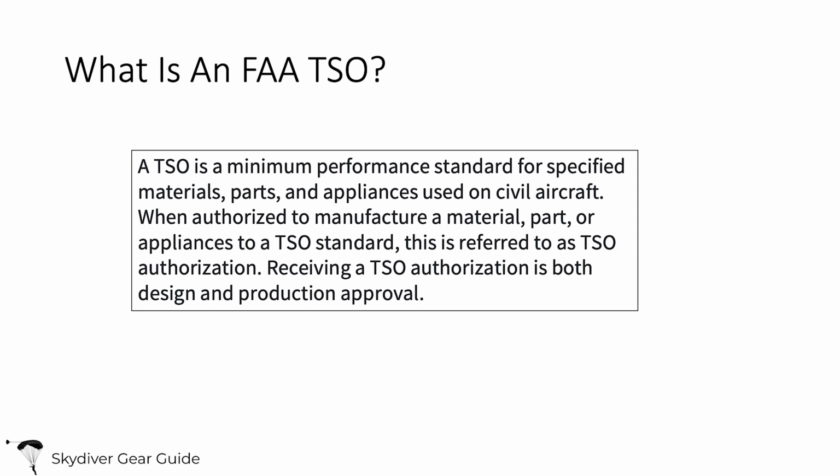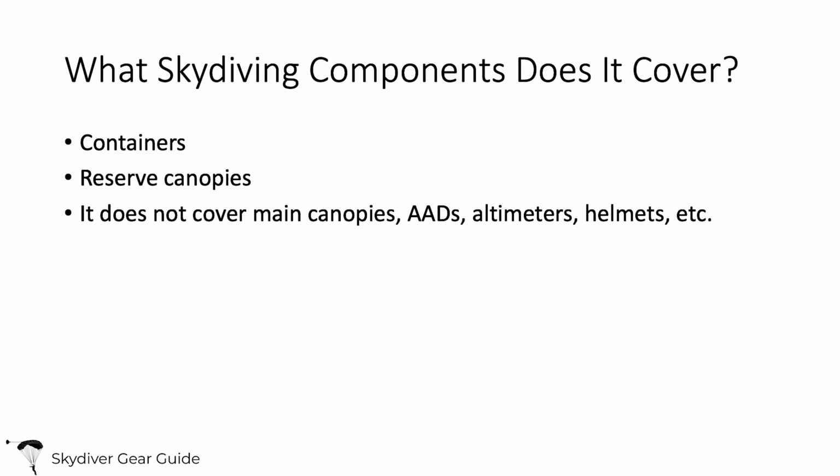When authorized to manufacture a material, part, or appliance to a TSO standard, this is referred to as a TSO authorization. Receiving a TSO authorization is both a design and production approval. So it's not just a design approval, but also a production approval. So what components does this cover? For skydiving, it covers containers and reserve canopies. So it does not cover main canopies, AEDs, altimeters, helmets, etc. Those components do not need to have a TSO approval.